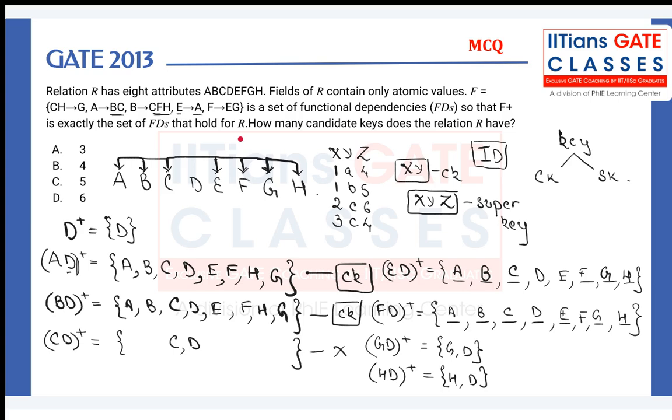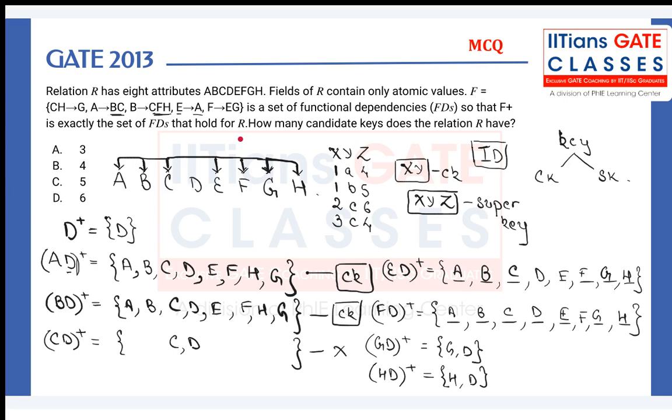Now, if you look at the set of functional dependencies, you will never be able to get anything from GCD. Will you be able to get anything else from GCD apart from G, C and D? If you look at the functional dependencies, no, right? You will never get anything else. So that is gone. Last is HCD.